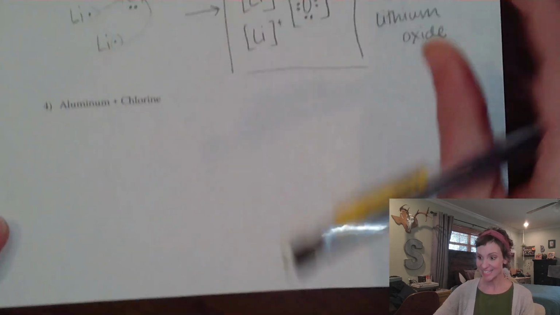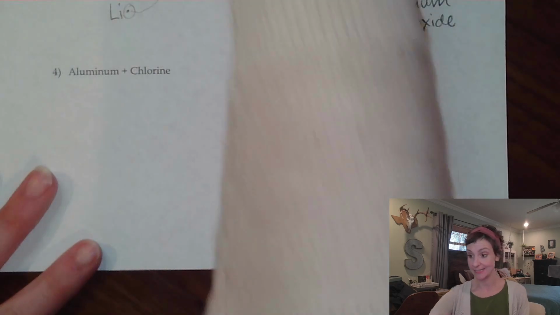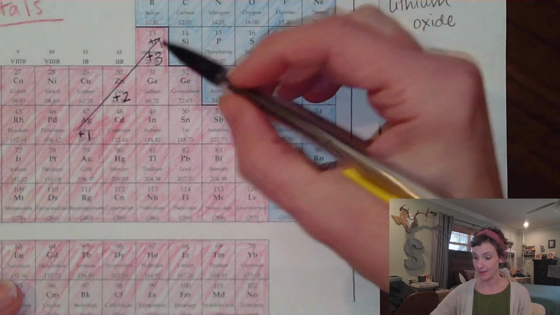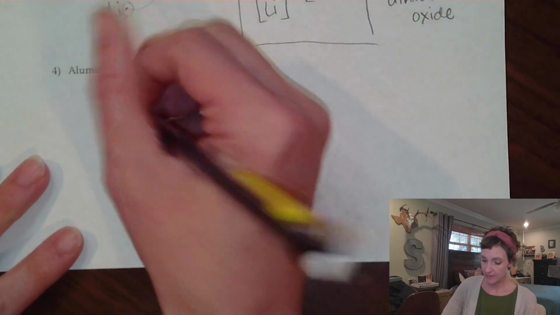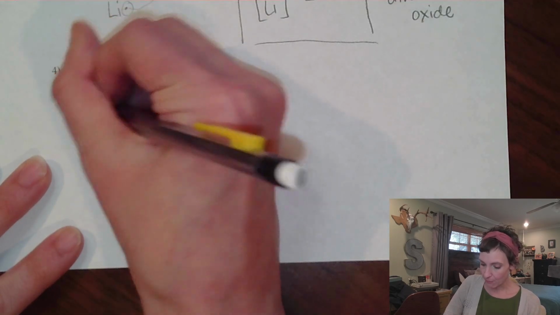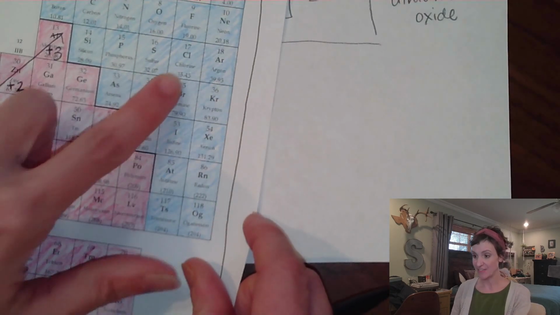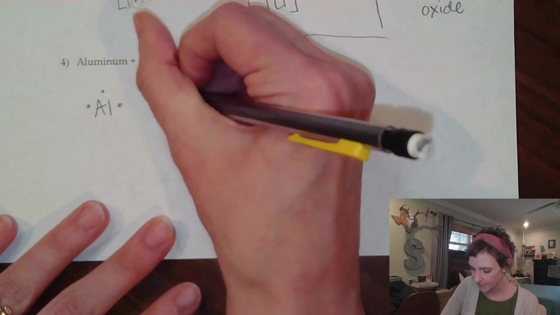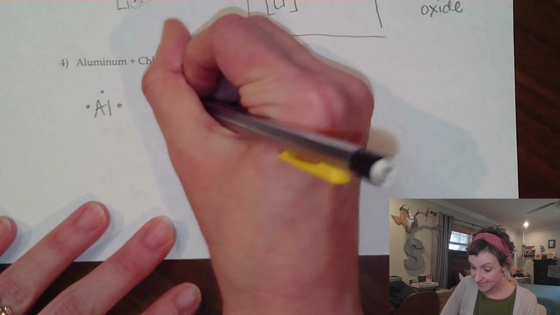Okay, last little problem, super fun. Aluminum and chlorine. Let's see. Aluminum, yup, he's in group 13, so he's got 3 valence electrons. So Al, 1, 2, 3. And we've got chlorine, group 17, 7 valence electrons. We're ready to go. I'm super excited about this one. It's going to be fun. 1, 2, 3, 4, 5, 6, 7.